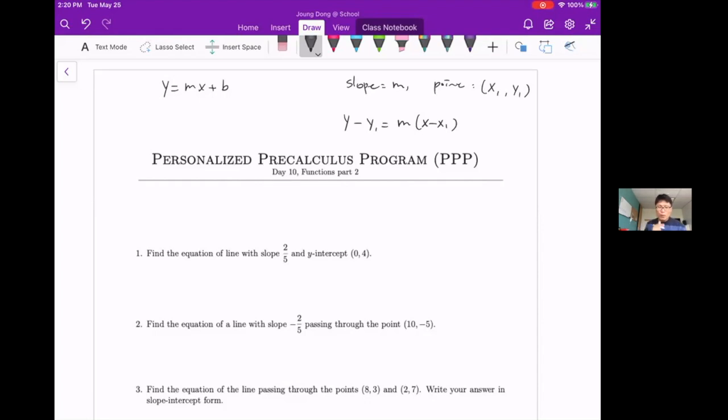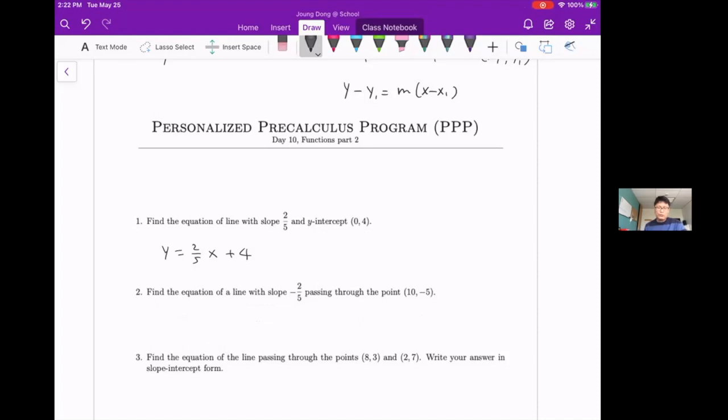So let me work on number one. Number one is a very simple situation, right? We have the slope of the line and we have the y-intercept, right? Definitely we can use the first formula, which is y equals mx plus b. So just plug in everything, okay? So your answer is y equals 2/5 x plus 4, okay? That's the y-intercept, and that's it.